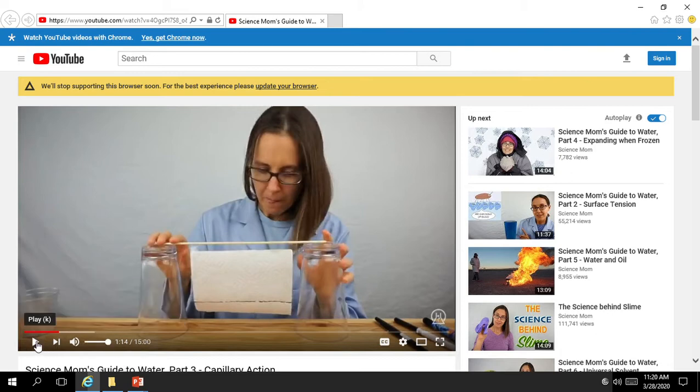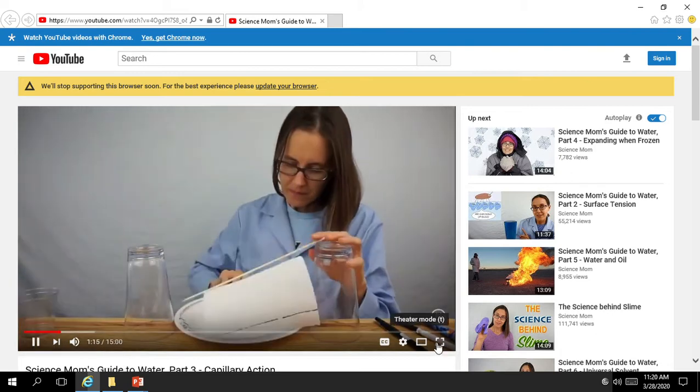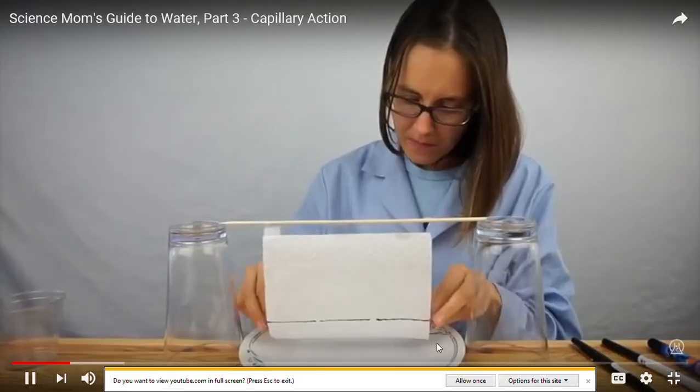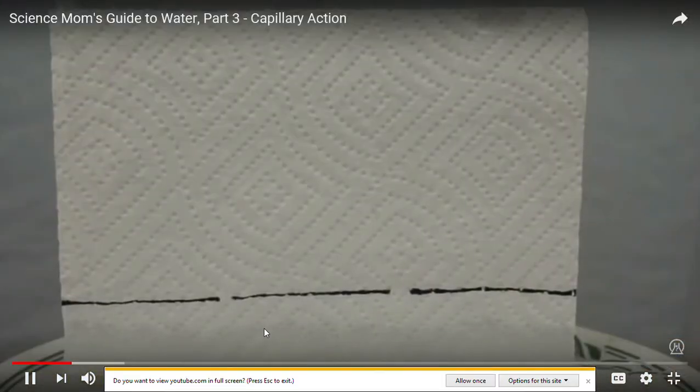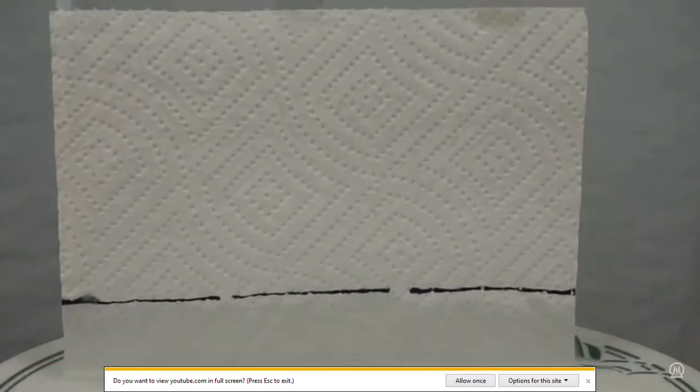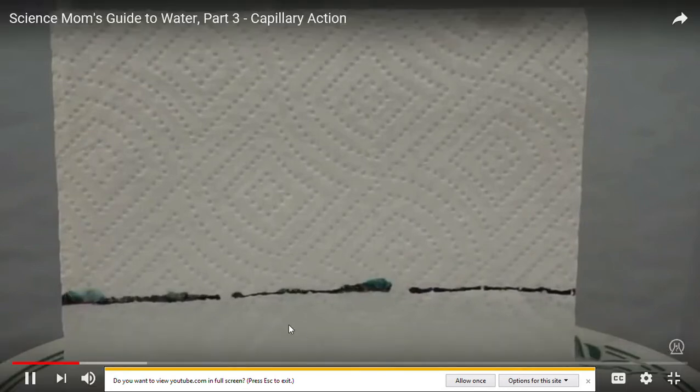So let's just watch. As soon as the paper towel gets wet, here we go. You can see the water traveling up the towel. And look what happens to the ink. It's moving too. This takes several minutes, so we'll speed up the video so you can get a better look.